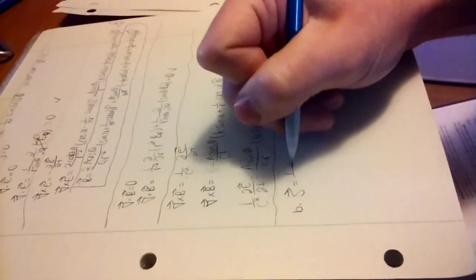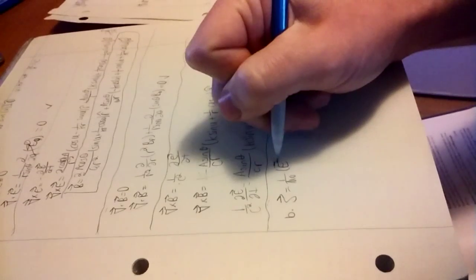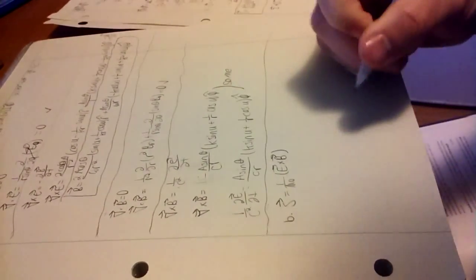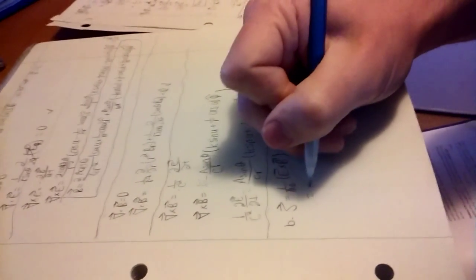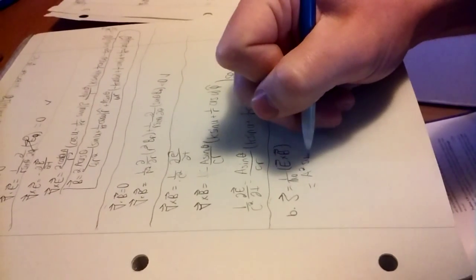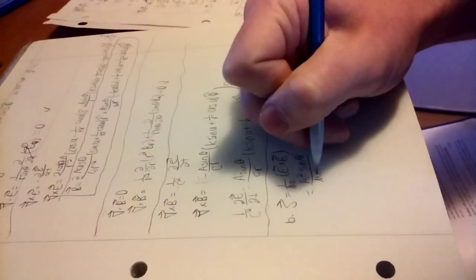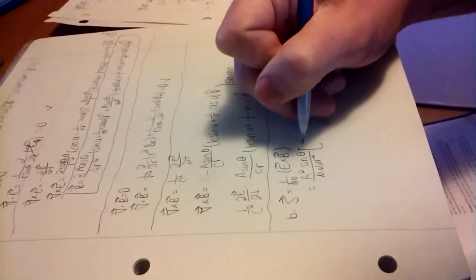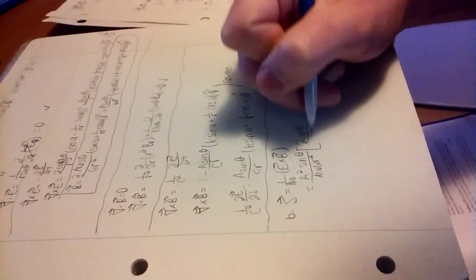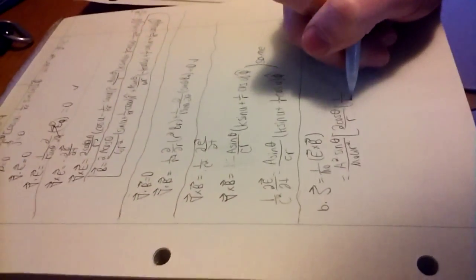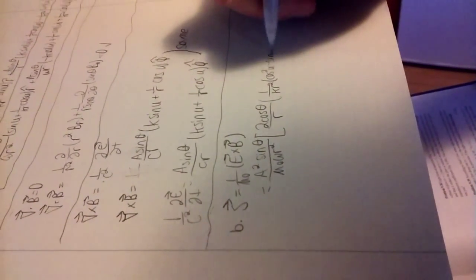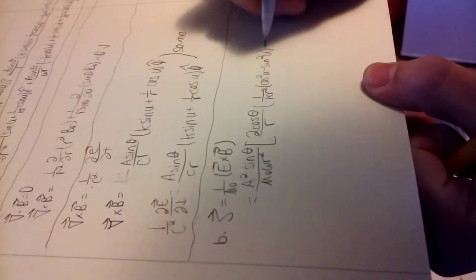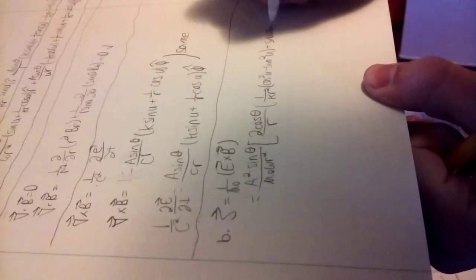For part B, we start by having to find the Poynting vector. The Poynting vector is 1 over mu naught E cross B. So after taking this cross product, once again, not going to go through it all, the final answer is a squared sine theta over mu naught omega r squared times 2 cosine theta over r, 1 over k r squared, cosine squared u minus sine squared u, plus sine u cosine u.